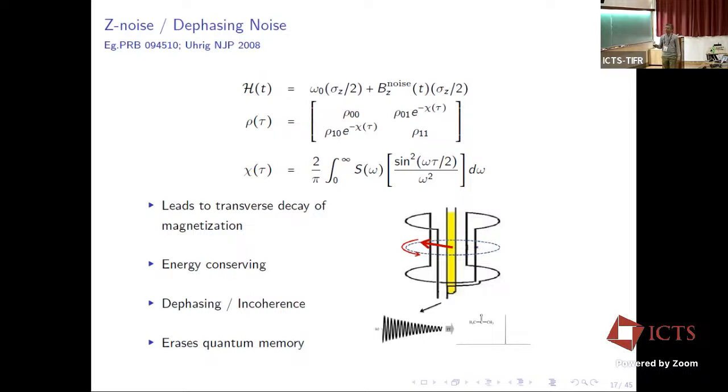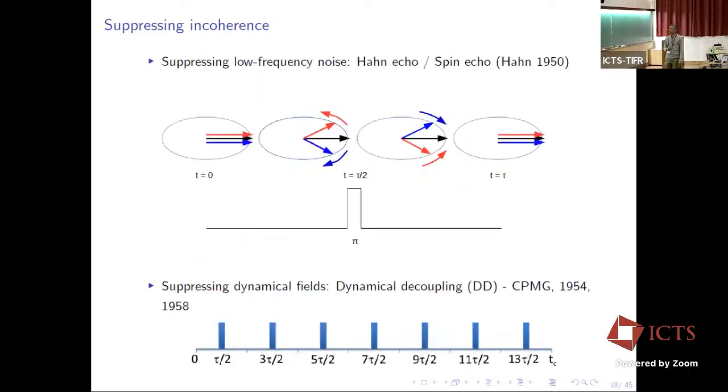Now, you have the induced EMF in the coil, and this decay leads to decay in the signal, and that erases the quantum memory. So basically, it is called dephasing or decoherence. Now, how do we suppress this? Okay, this is just one example.